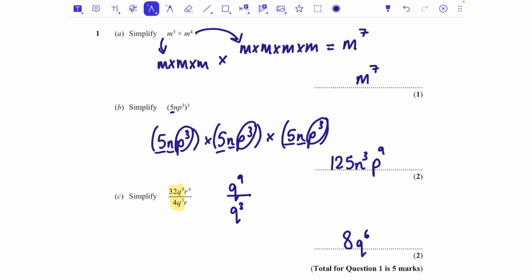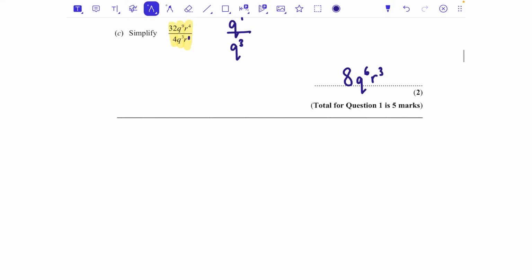of 6. And then with the last bit, r to the power of 4 divided by r, that is r cubed. Because that r on its own is the same as saying r to the power of 1. And again, we're dividing, so we're taking away the powers.